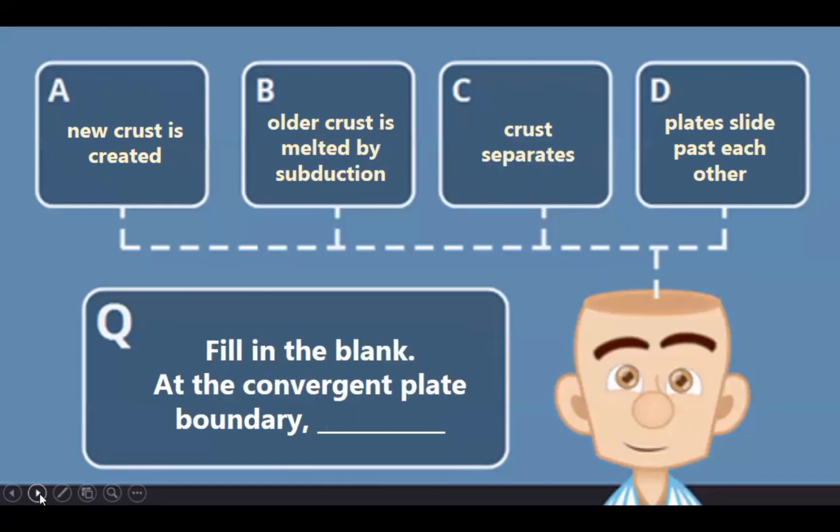Question number 5. Fill in the blank. At the convergent plate boundary, blank. A. New crust is created. B. Older crust is melted by subduction. C. Crust separates. D. Plates slide past each other. The correct answer is letter B. Older crust is melted by subduction.